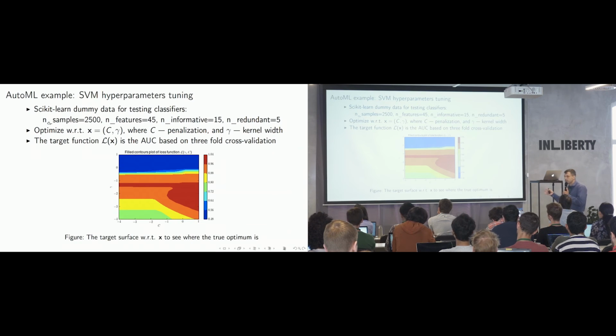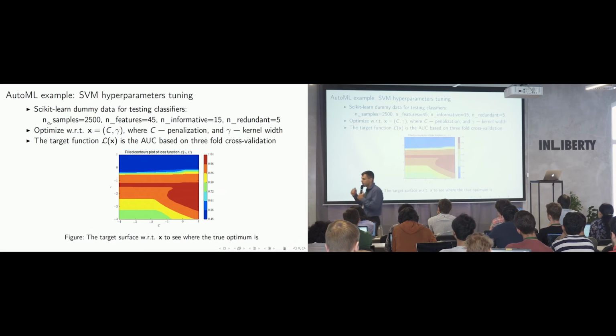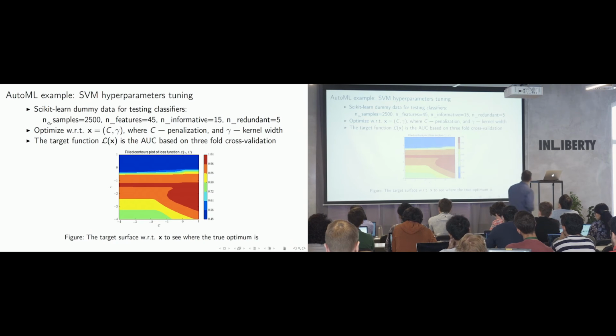And now let us consider how these approaches can be used to tune hyperparameters of the old school SVM approach. I guess all of you know what a support vector machine is. So we would like to tune hyperparameters of the SVM classifier. In this case, I consider a very simple artificial classification problem generated by a scikit-learn routine.